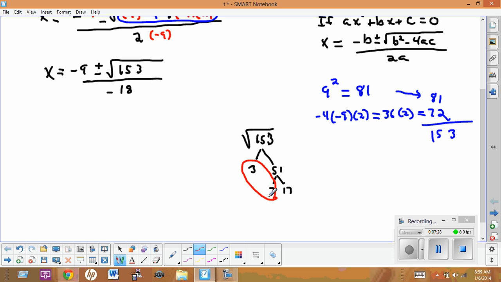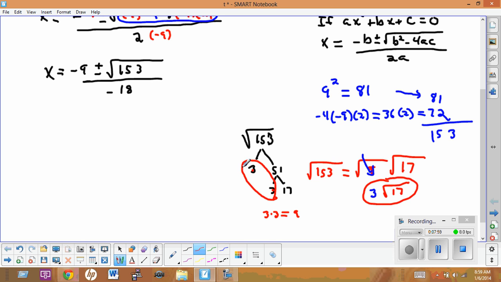Pairs are perfect squares. That means the square root of 153 can be rewritten as the square root of 3 times 3, which is 9, so the square root of 9 times the square root of 17. And what is the square root of 9? Well, being a perfect square, we know that it goes to 3. This is 3 square roots of 17. So again, pairs are perfect squares. We're looking for all the pairs, so we can take the square root of them.